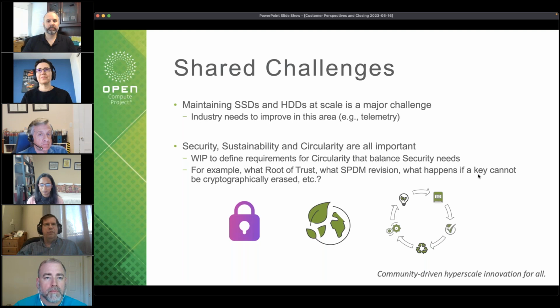Also, I should talk about security, sustainability, and circularity. These things are all important. It's a work in progress to define requirements for circularity that balance the security needs. Things like root of trust, SPDM, what features are needed for that. Things like what happens if a key cannot be cryptographically erased. These are all work in progress things that need to be thought through, and it's a very challenging problem, because clearly security cannot be compromised. Next slide.